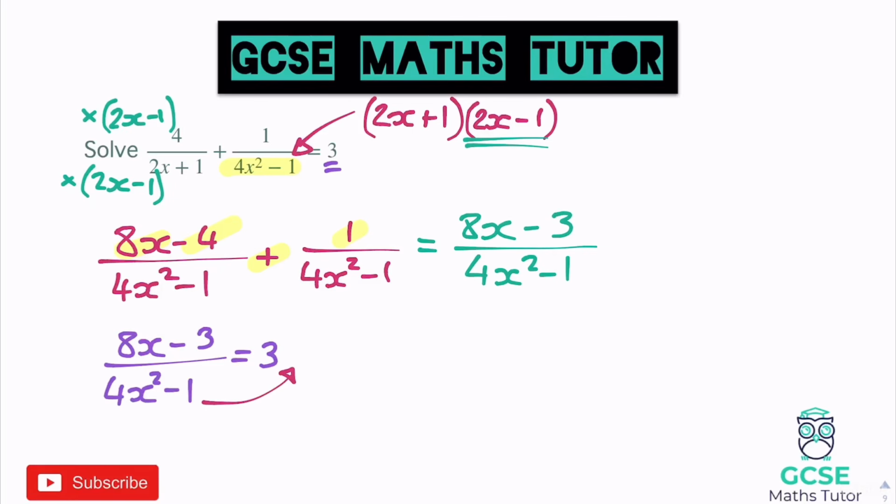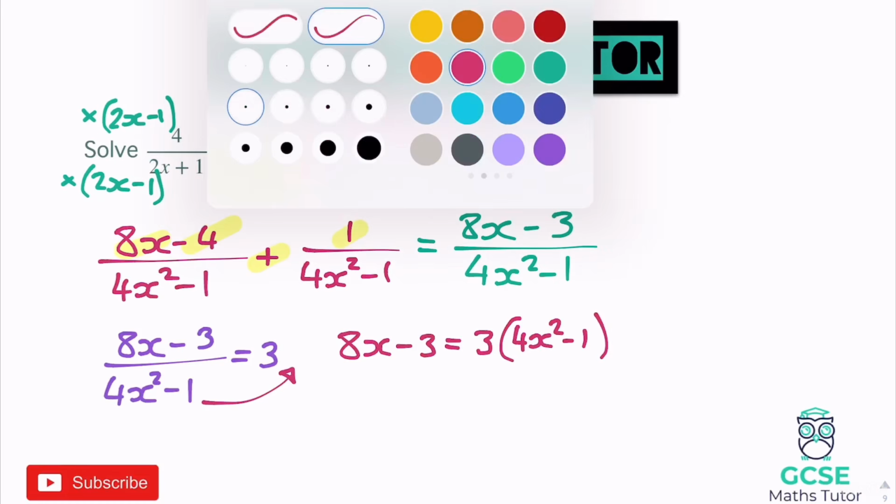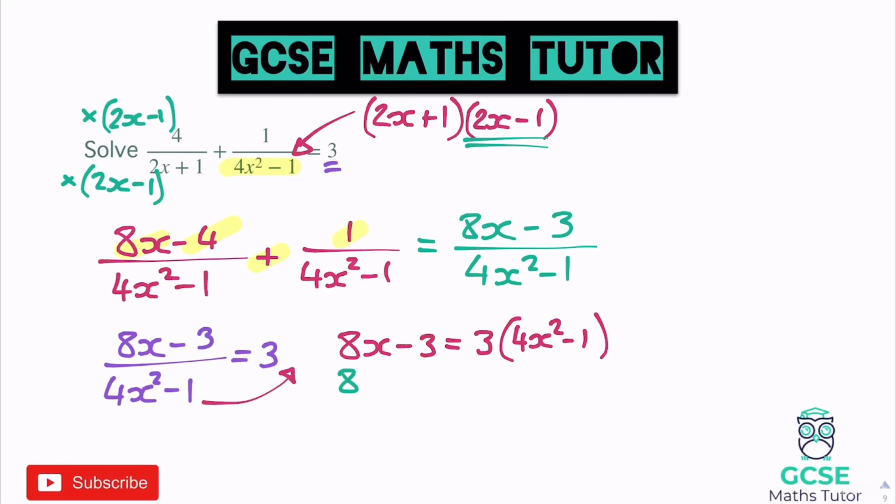So when we do that, we have 8x minus 3, and that's equal to 3 lots of, I'm going to stick this in a bracket now, 4x squared minus 1. Right, there we go, so let's expand that. We get rid of the bracket, so we have 8x minus 3 is equal to 3 lots of 4x squared, which is 12x squared, and 3 lots of minus 1 is minus 3. There we go. So we've got a quadratic going on. We want to make that equal 0. As long as it equals 0, we can solve it.